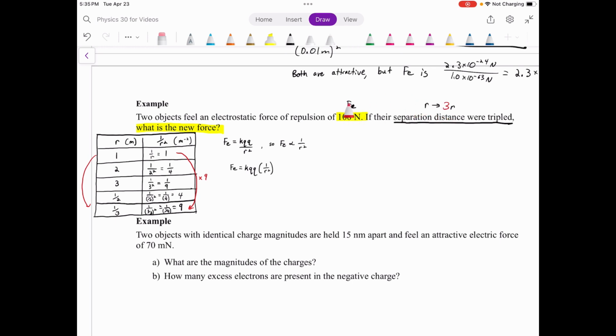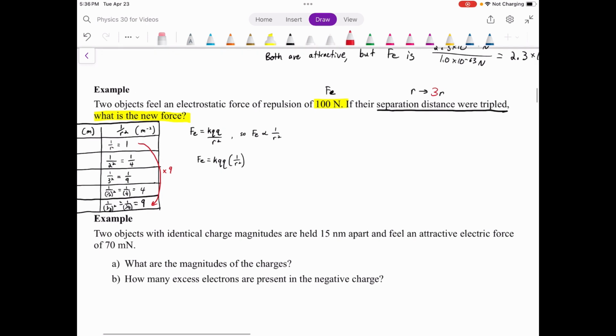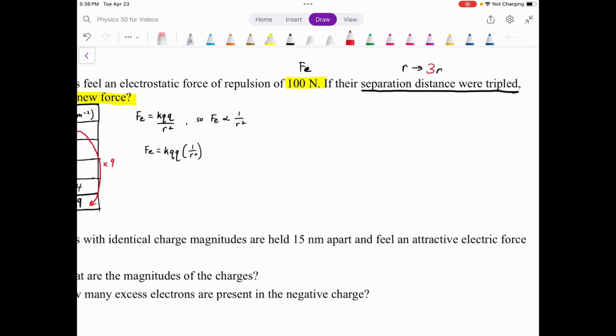What are we going to multiply the force by if we made the distance 3 times bigger? Is it 1/3? No, it's going to be 1/9, right? So our answer is just going to be 100 times 1/9, or 100 divided by 9. Multiplying R by 3 results in the force getting divided by 3 squared, right? Divided by 9. Just to show you here with another way of looking at it.